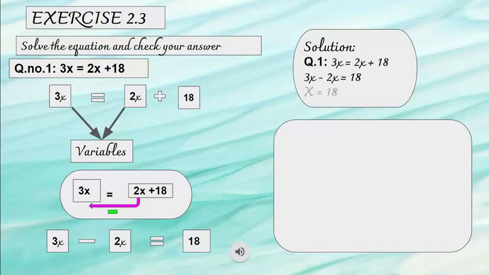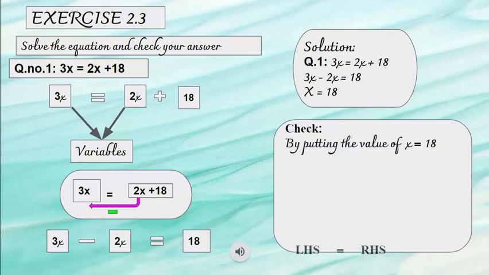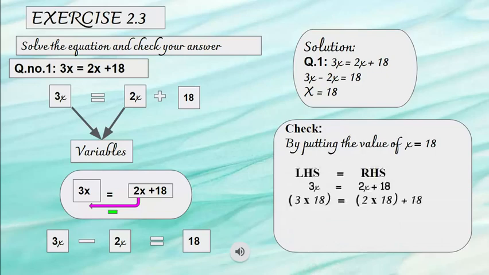Then in this question we have to check our answer also. By checking, we put the value x is equal to 18 in our question. So here LHS is 3x and RHS is 2x plus 18. Put the value of x as 18. So 3 into x means 3 into 18, that is equal to 54 on the LHS. Then on the RHS, 2 into x means 2 into 18 and plus 18. 2 18s are 36. 36 plus 18 is equal to 54.